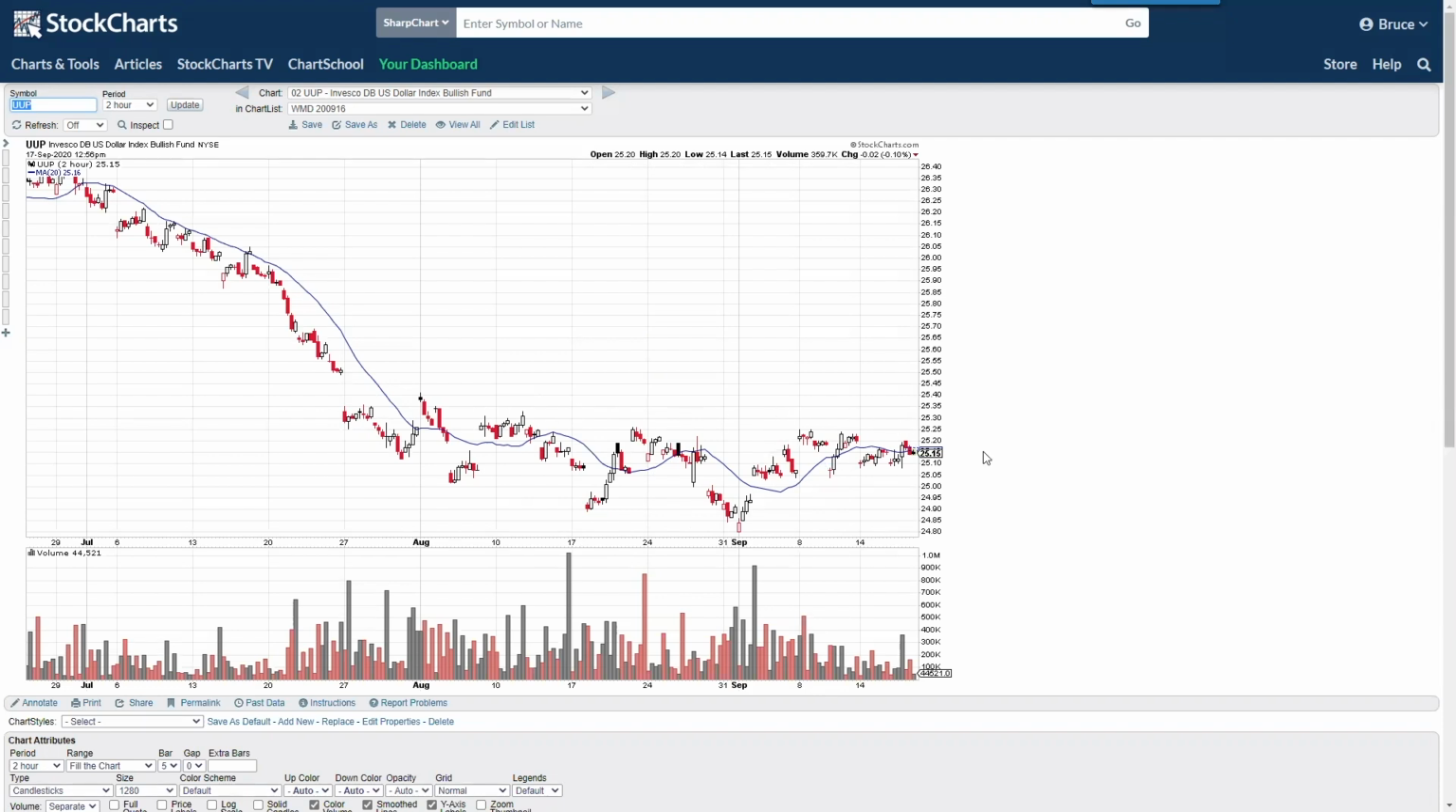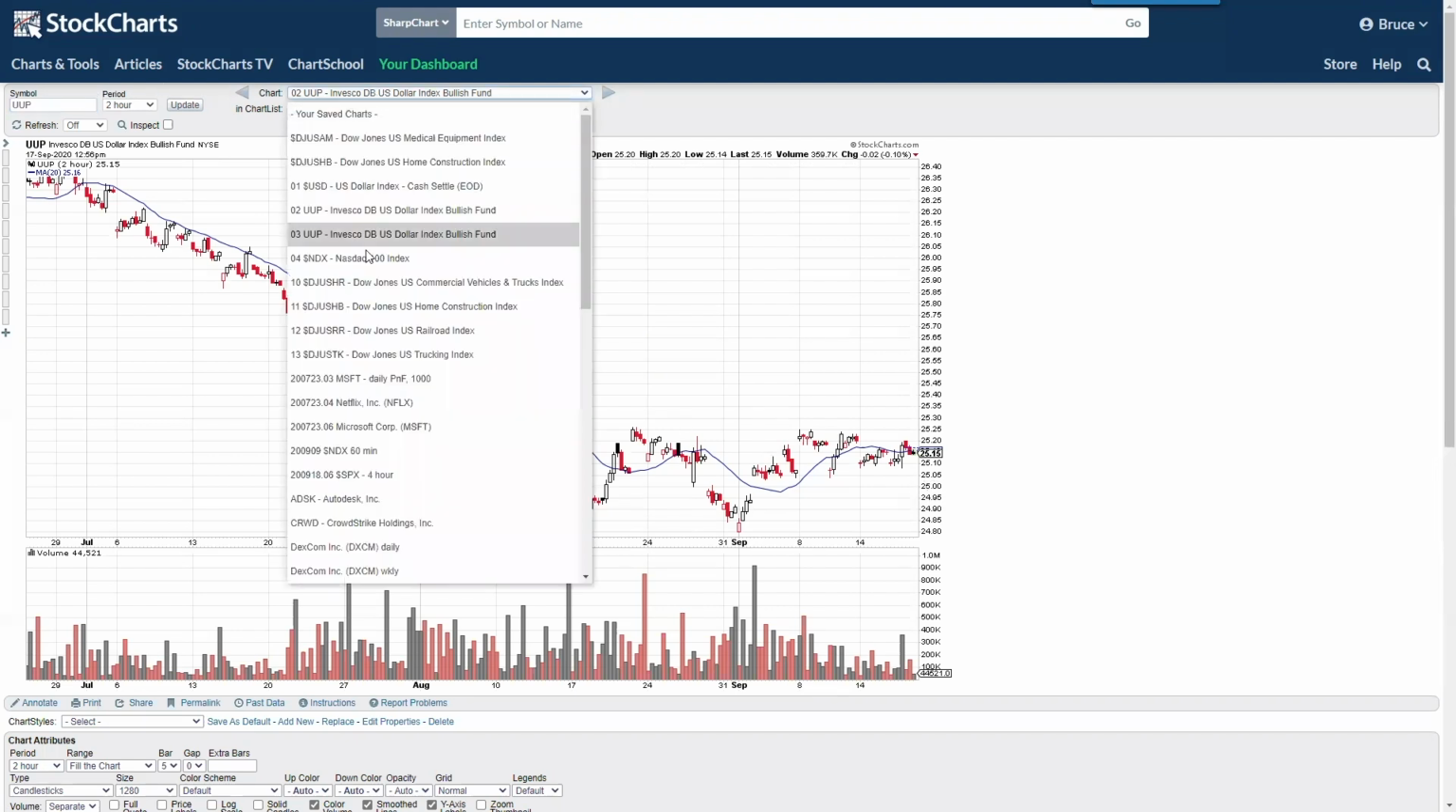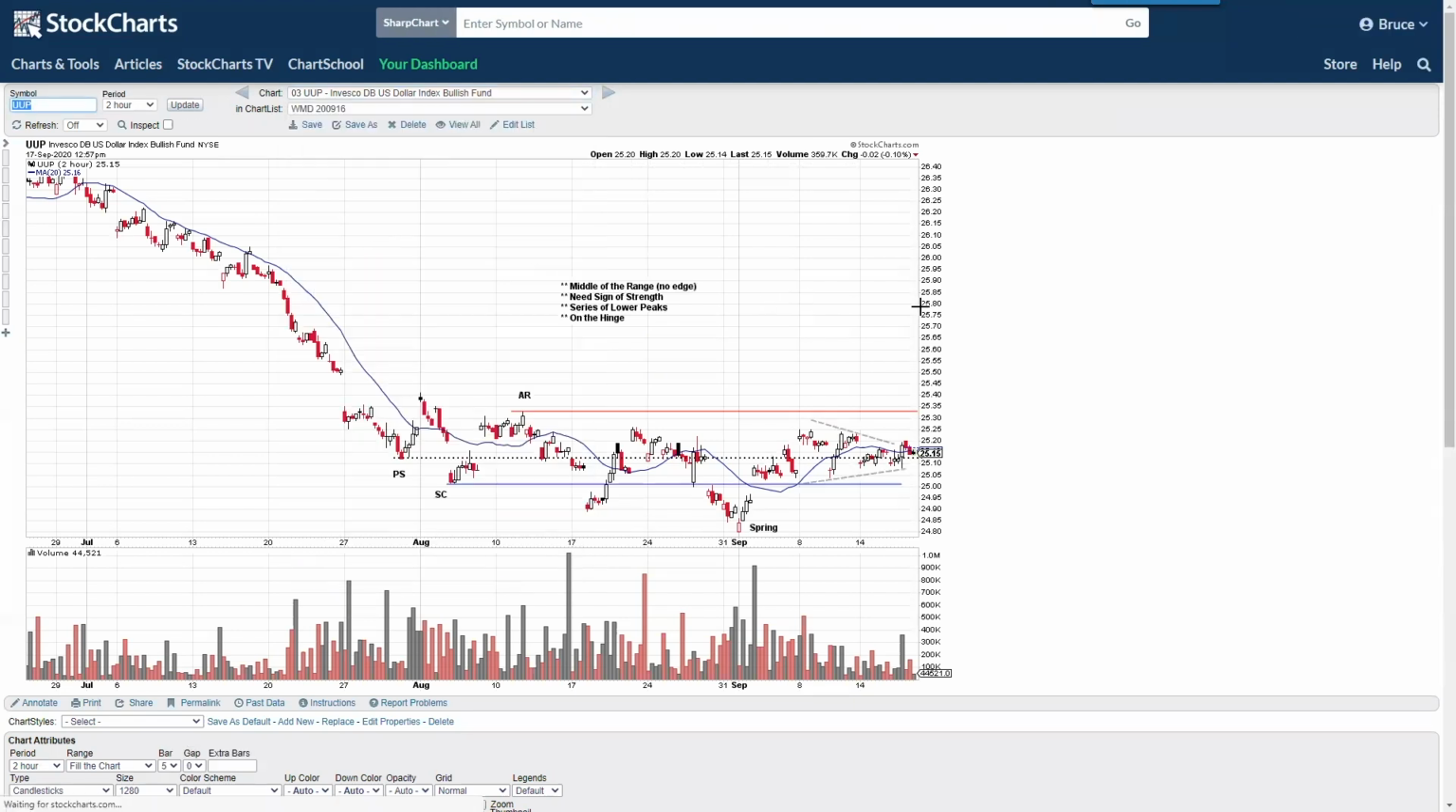Now, that doesn't mean this is not accumulation, but it does suggest that there is supply over the market. There may be a need to go back down towards support again, put in a last point of support if this is accumulation for a more important move up. So here, let's go in and look at this chart with some markups.